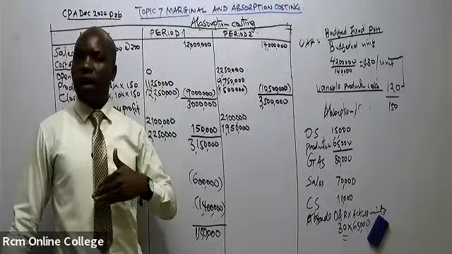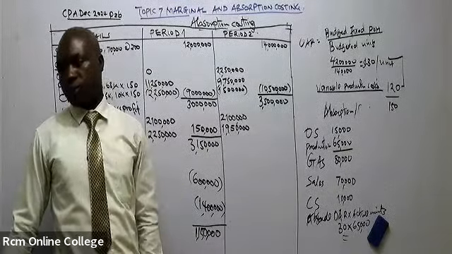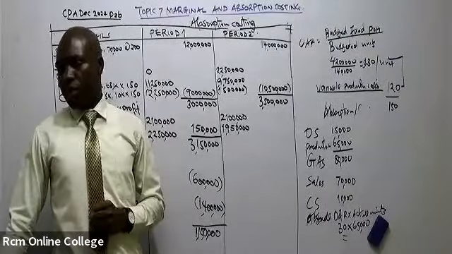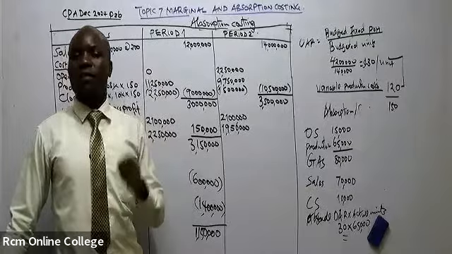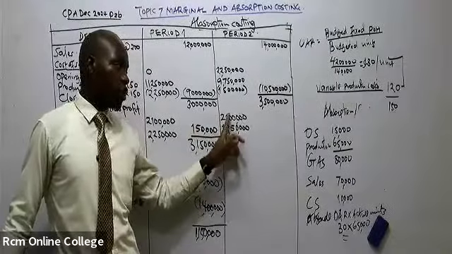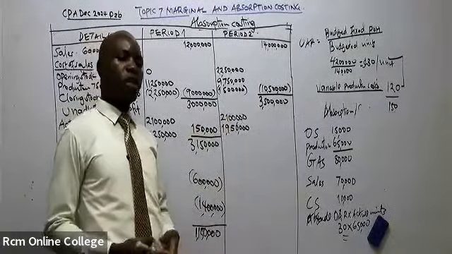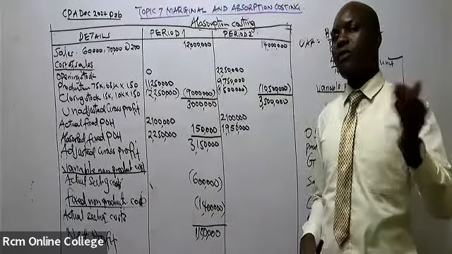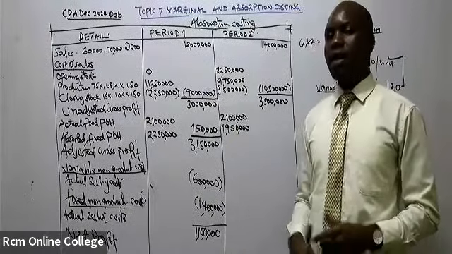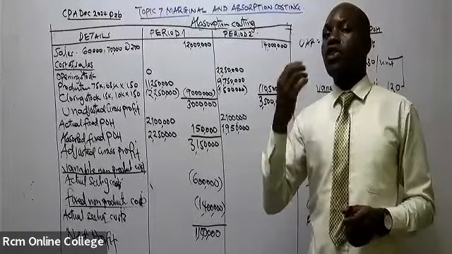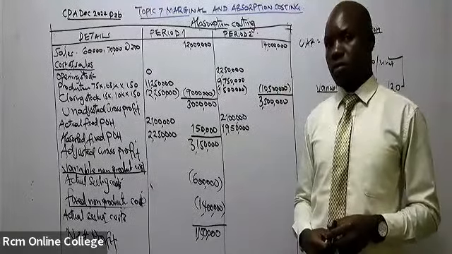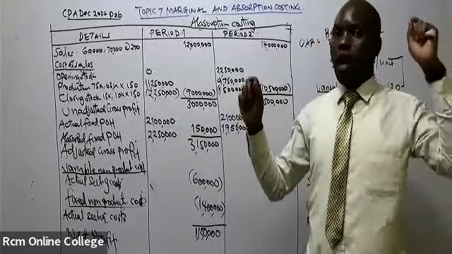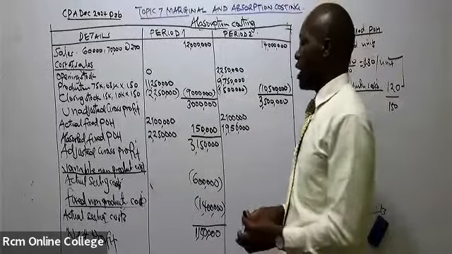Do we have over or under absorption? It was under absorbed. So we have under absorption of the fixed production overheads. When you have under absorption, it means you have understated the fixed production overheads. You have understated the expense. Understatement of expense leads to exaggeration of the profit. So how do we get back to the real profit? We less the understatement.